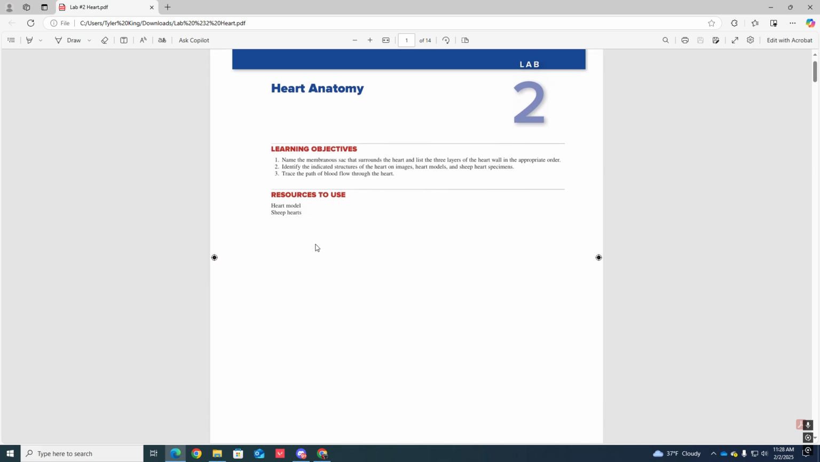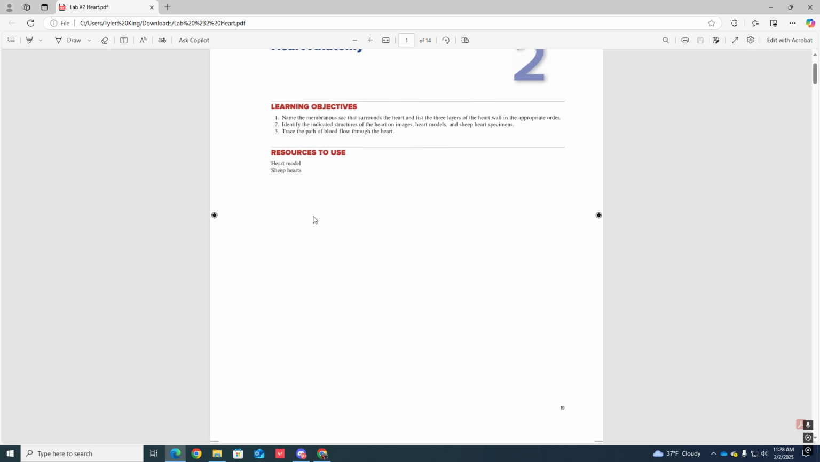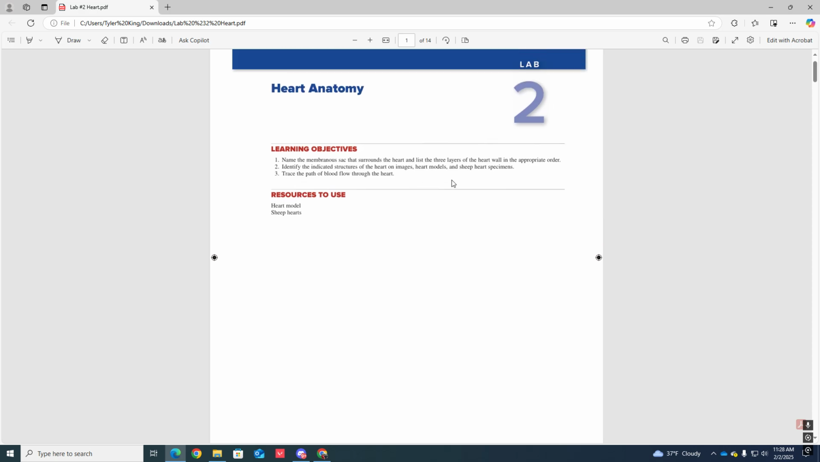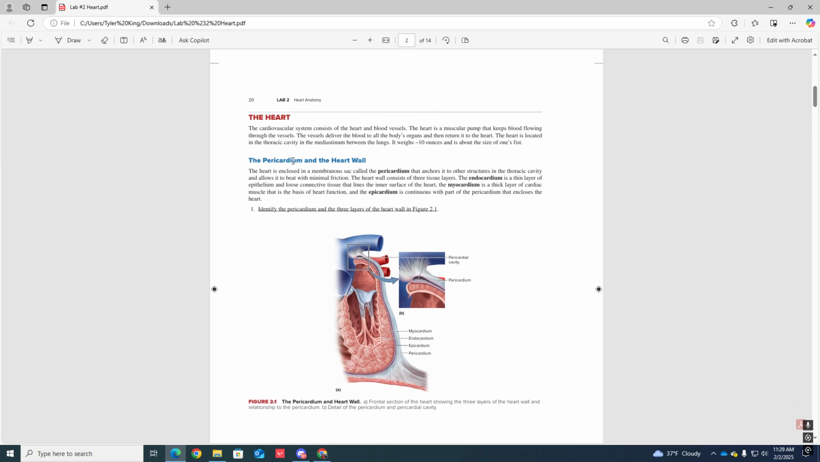So the only things we're going to need, obviously we did these in class, are the heart model and the sheep hearts. We have the sheep heart pictures in our lab manual here, which we'll use to answer this part of the learning objective, part 2, number 2. Okay. But let's start with number 1. All right, just going down here. So just a little review.